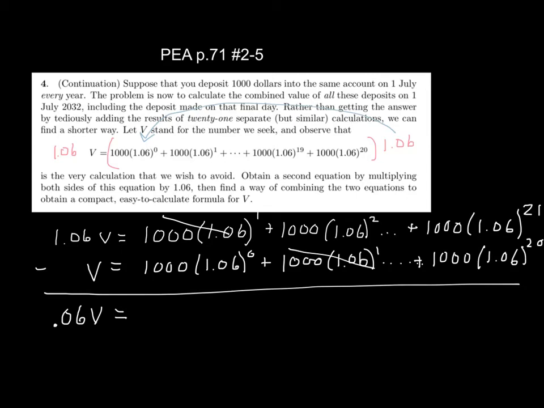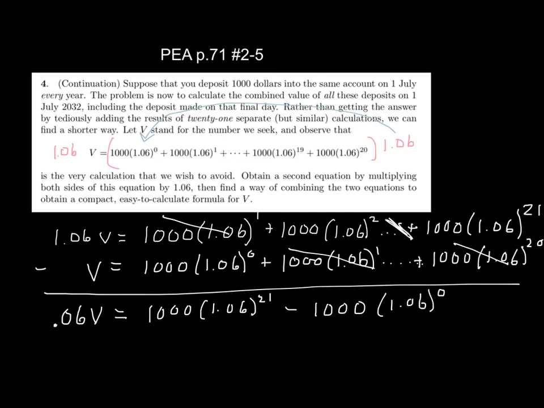The 20th power. So this is going to be canceled for the one that's before here, right? So now all that we have left is the 21st, is the 1,000 times 1.06 to the 21st power. And then what's left from the bottom one? To the 0 power. We subtracted it, so it's going to be minus 1,000 times 1.06 to the 0 power.